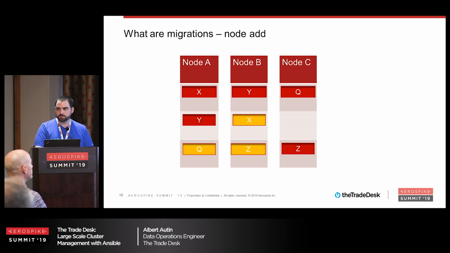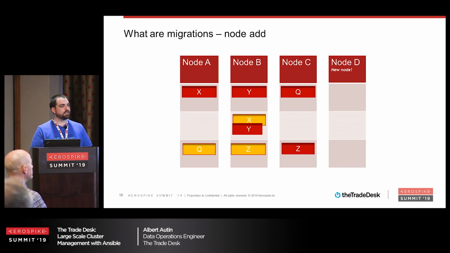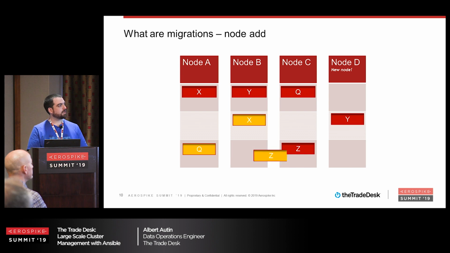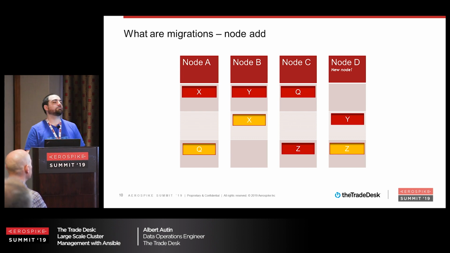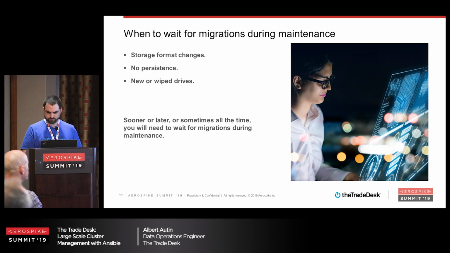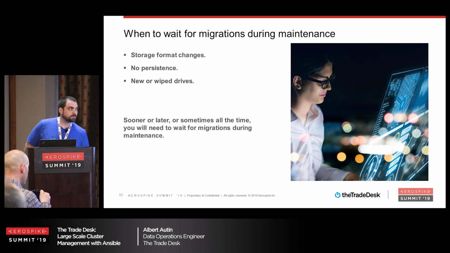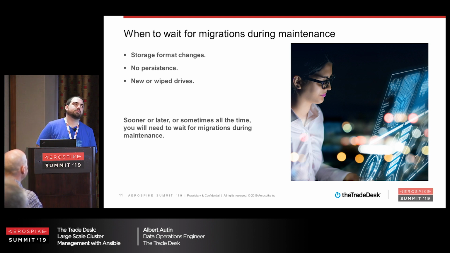And something similar happens when we add a node. A node comes in, the cluster recognizes it, and it shuffles the data around. Both of these operations are handled through migrations. So migrations are important because they bring up our replication factor and they help distribute our load across the cluster. So sooner or later, we're going to have to wait for migrations, is kind of the message I'm trying to send. This is not always the case. You don't always have to wait for migrations if you're using persistence on disk.